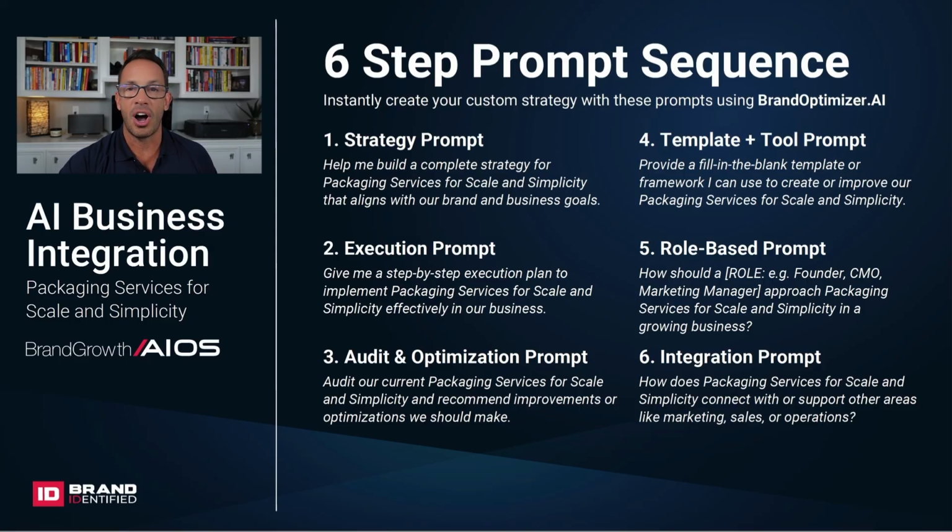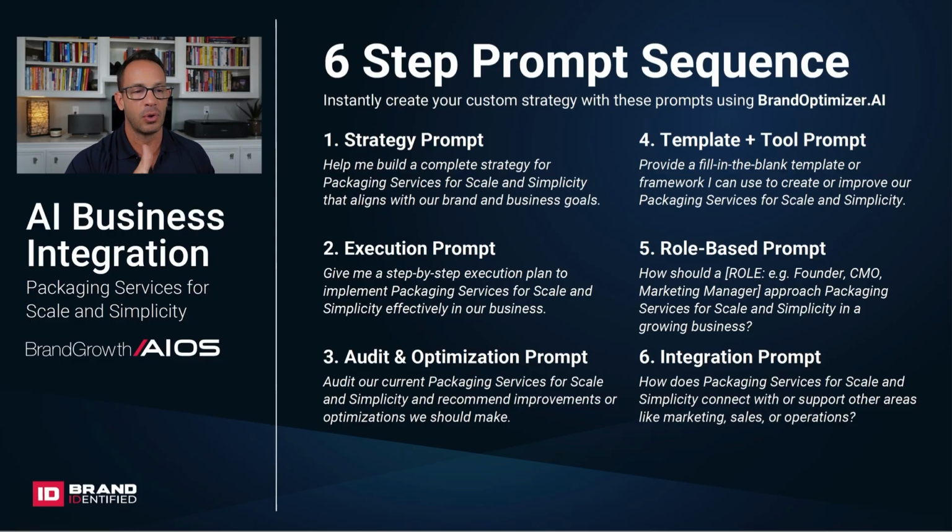Prompt number 3 is your audit and optimization prompt. So this is: audit our current packaging services for scale and simplicity and recommend improvements or optimizations that we should make. The 4th prompt here is your template and tool prompt. So: provide a fill-in-the-blank template or a framework that I can use to create or improve our packaging services for scale and simplicity. And prompt number 5 here is your role-based prompt. So this is: how should a, and then you're going to want to input your title, a role within your organization or a position within your company, for example, founder, CMO, marketing manager, approach packaging services for scale and simplicity in a growing business.